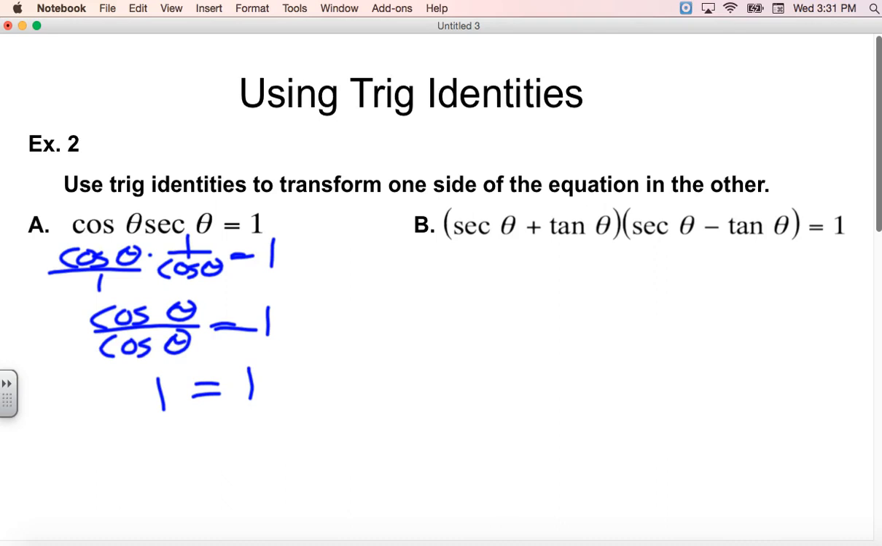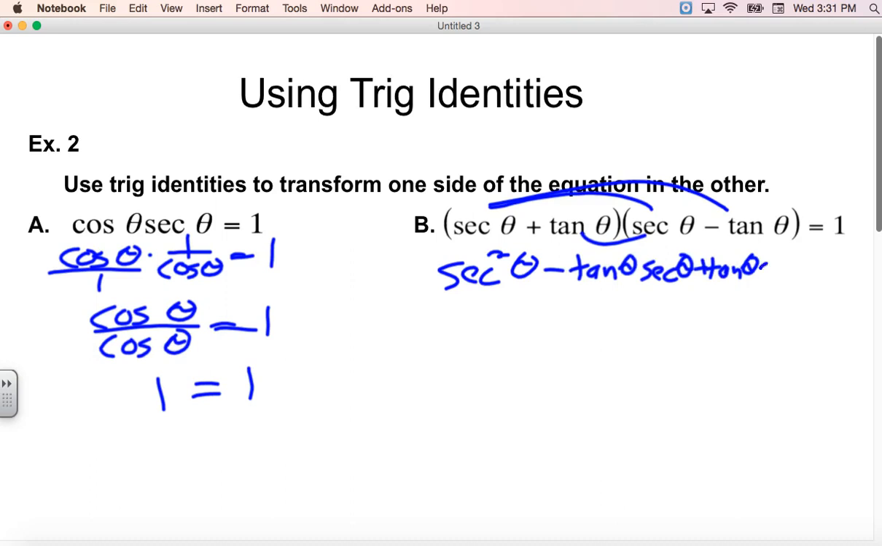All right, let's do another one here. On this one, before I change everything, I need to get rid of all the parentheses. I just want to multiply everything out, and that'll help me a little bit. So let's multiply by doing the distributive property. Secant times secant is secant squared theta. Then secant times negative tangent is negative tangent theta secant theta. Tangent times secant is positive tangent theta secant theta. And tangent times negative tangent is negative tangent squared theta.